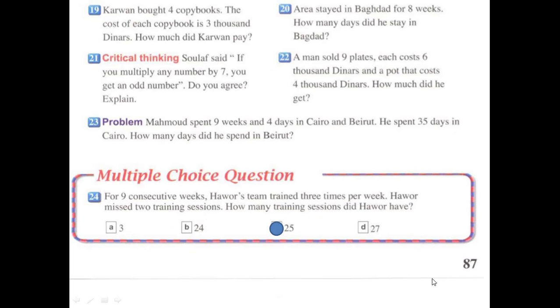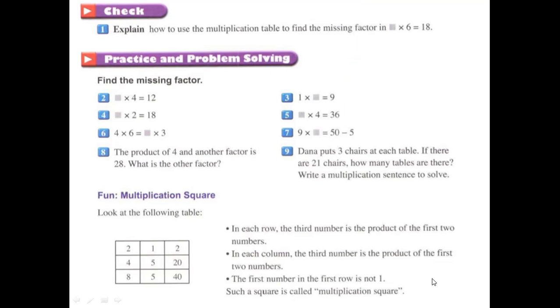Okay, guys? We have a missing number. 4 times which number is equals to 12? 4 times 3. 1 times which number is equals to 9? 9. 2 times which number is equals to 18? 9. 4 times which number is equals to 36? 4 times 9 is equals to 36. Yes, very good.